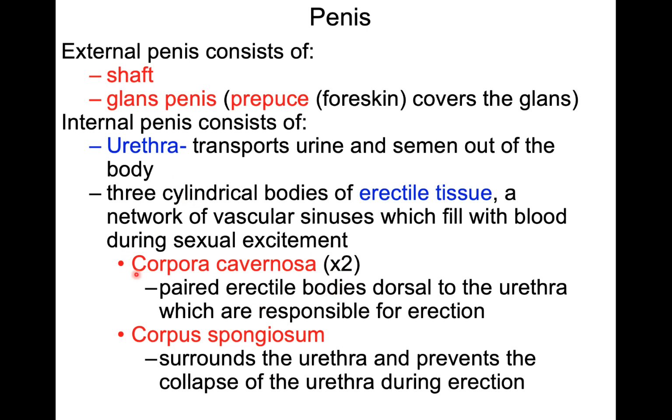There's two structures called corpora cavernosa, and then there's one structure called the corpus spongiosum. The corpora cavernosa are going to be behind the urethra, and then the corpus spongiosum is going to be the tissue that surrounds the urethra, preventing it from collapsing.